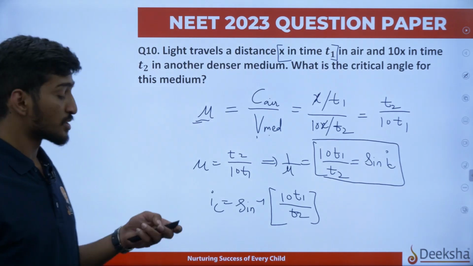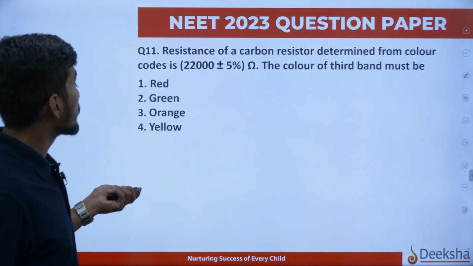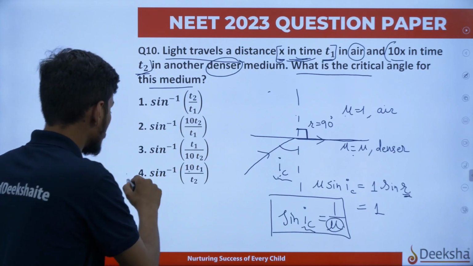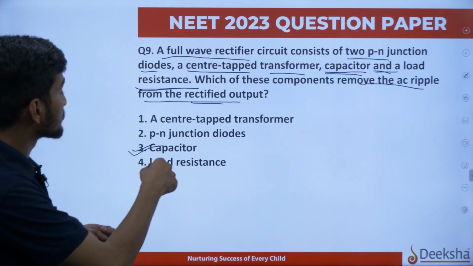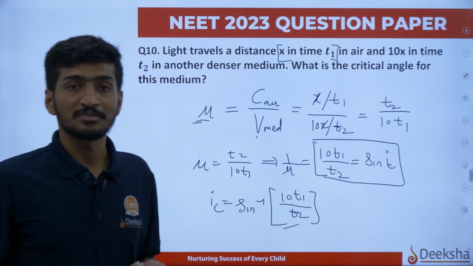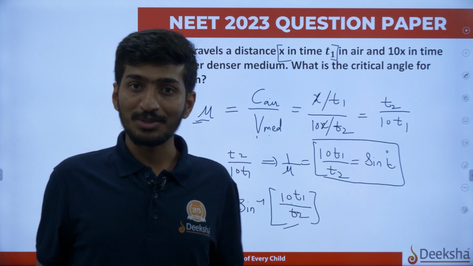Chalo, let's look at the options. 10 t1 by t2, where do I see this? 10 t1 by t2, that's option number 4. That should be the correct answer, isn't it? 10 t1 by t2. Simple question. Okay, let's move on to the next one.